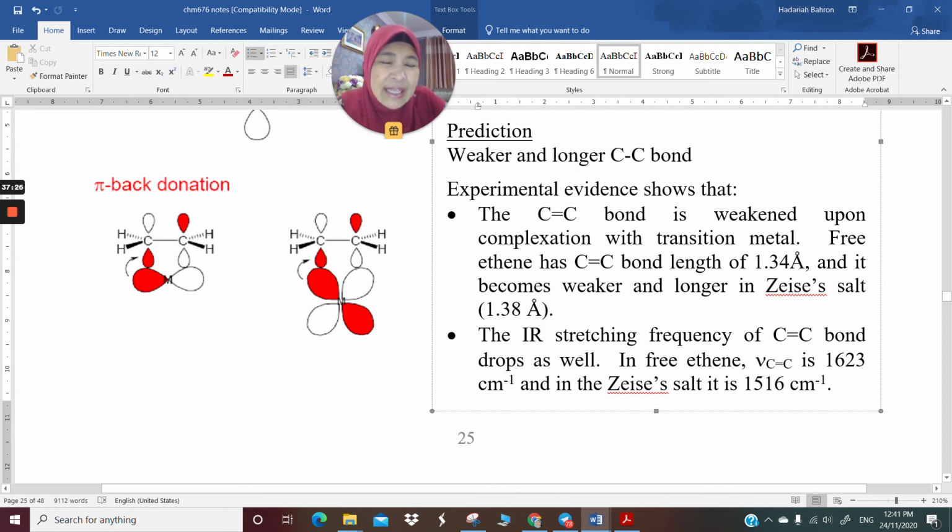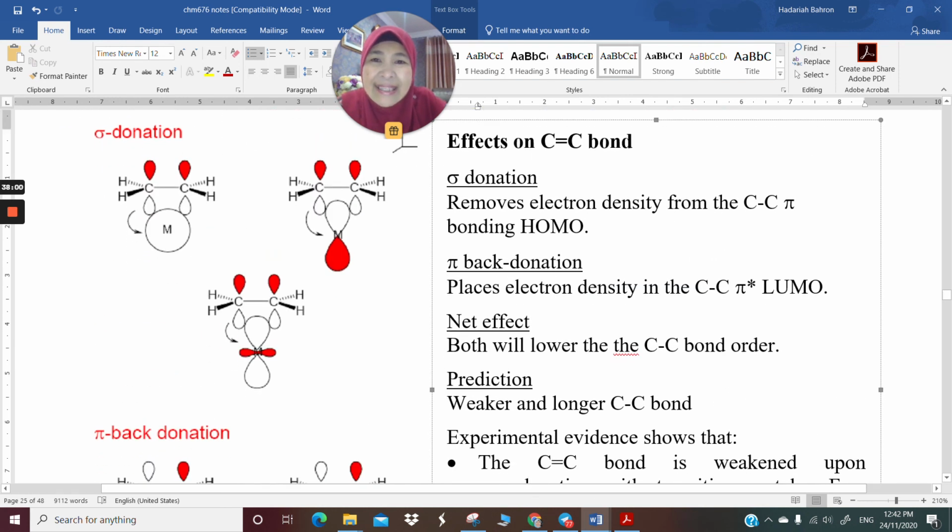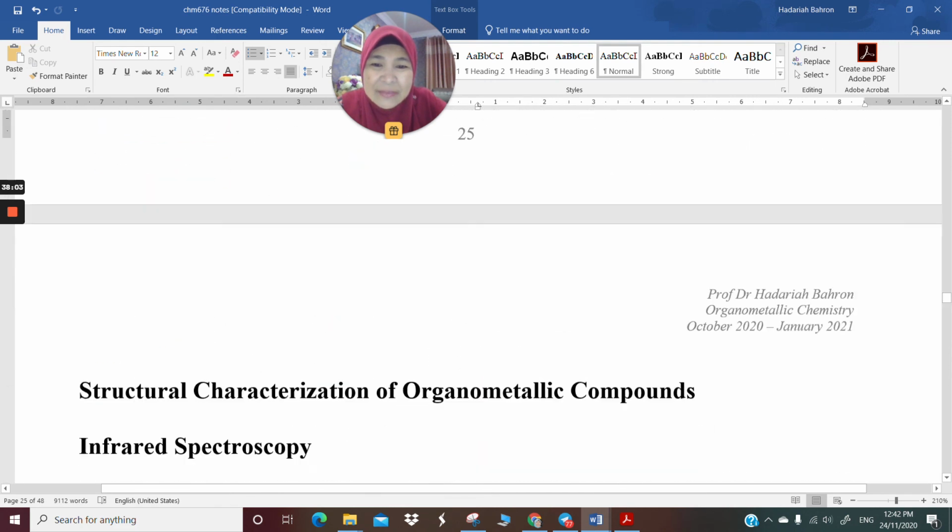Free ethene has a stretching frequency for C=C at 1623, whereas in Zeise's salt, where the ethene is bonded to platinum, the stretching frequency of C=C is at a lower frequency of 1516. So it reduces from 1623 in the free ethene to 1516 in the bonded one. So that is also evidence of pi back donation happening in olefin complexes.